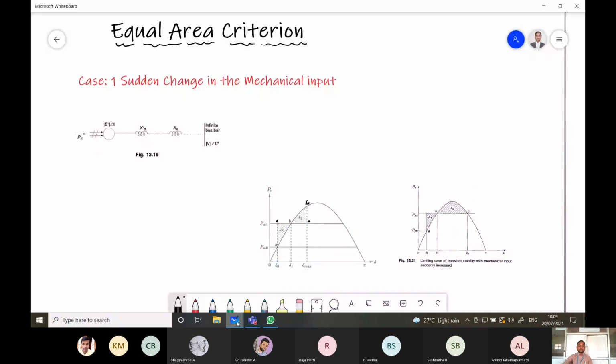Okay, good morning everyone. Today we will discuss one of the applications of the equal area criterion. That is, the first one is sudden change in the mechanical input. Okay, this is the first case.